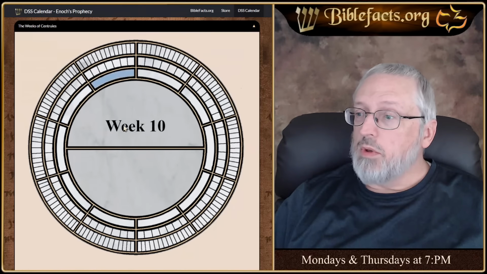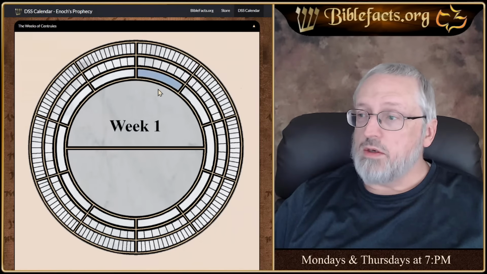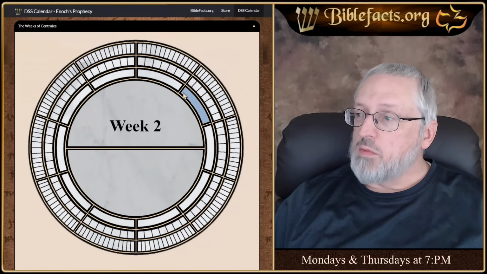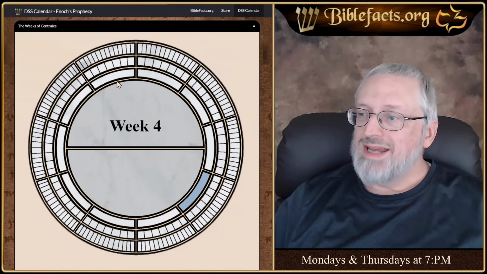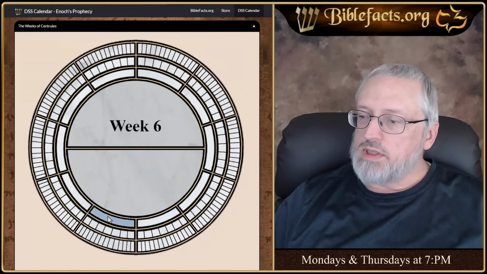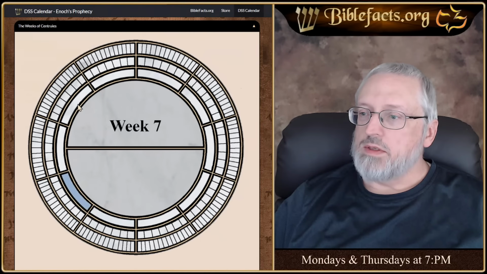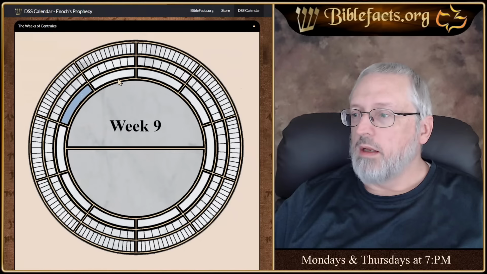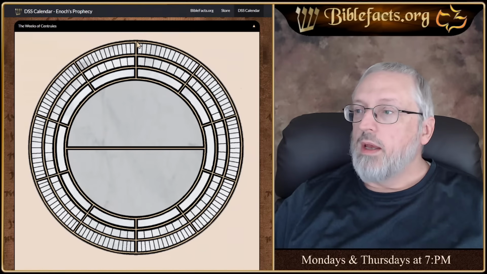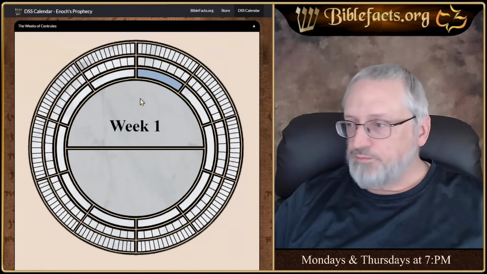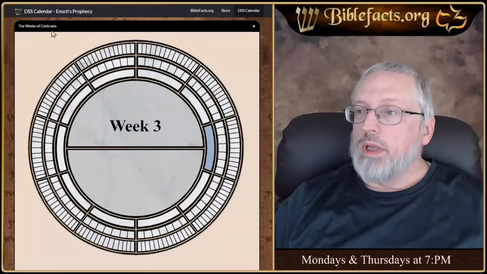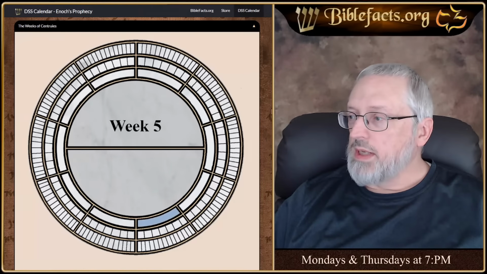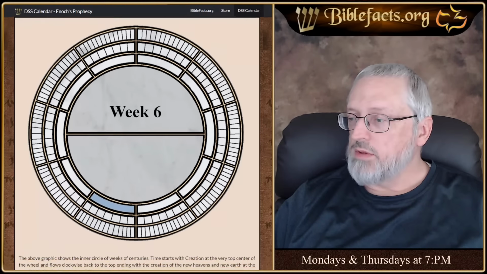So as you can see, what we're doing here, we're getting up to week 10, kind of starting over at week 1. So this is 1 through 10. And whatever is highlighted is actually the week. So this is week 7, week 8, week 9, and then finally week 10. So it always starts at the top. So these are the weeks of centuries, so the century counts, or the week rather counts.